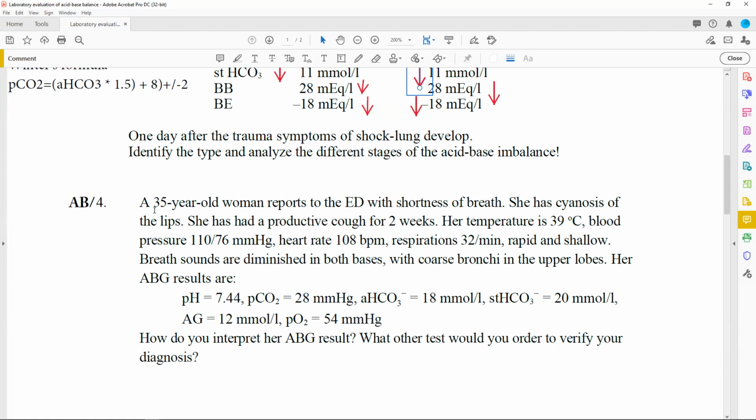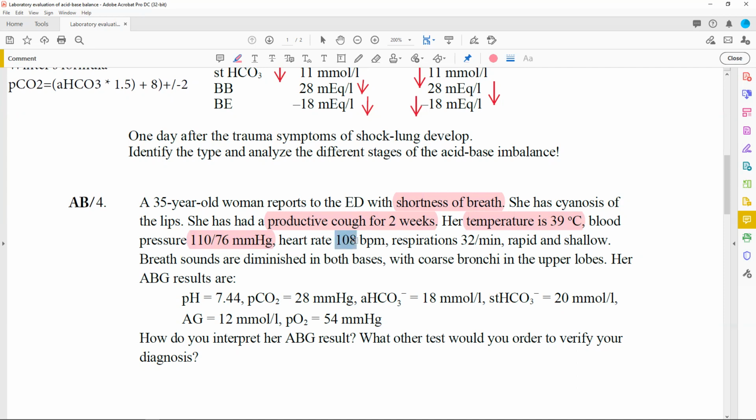A 35-year-old woman reports to the emergency department with shortness of breath. She has cyanosis of the lips, hypoxia. She has had a productive cough for 2 weeks. So I guess some sputum production for 2 weeks. She has a respiratory problem for underlying reasons. Her temperature is 39 degrees, which makes me think about infection, inflammation. And blood pressure is 110 over 76 millimeters of mercury. Yes, but it can be normal for a woman.